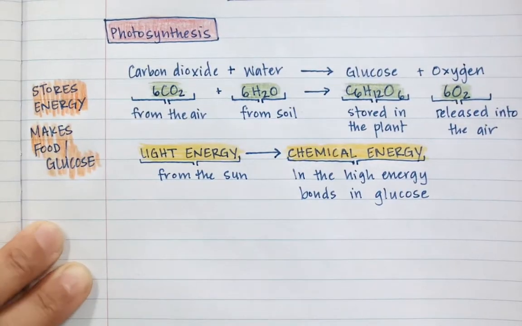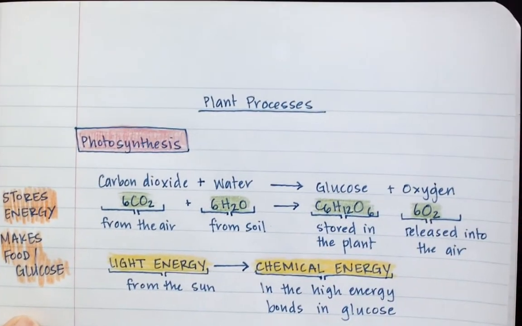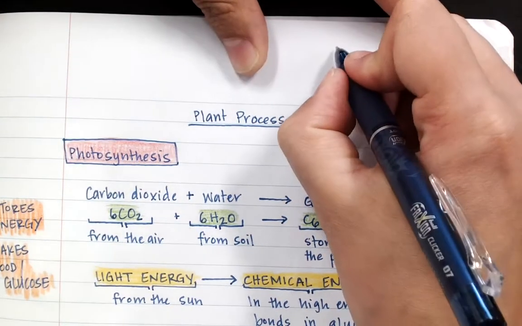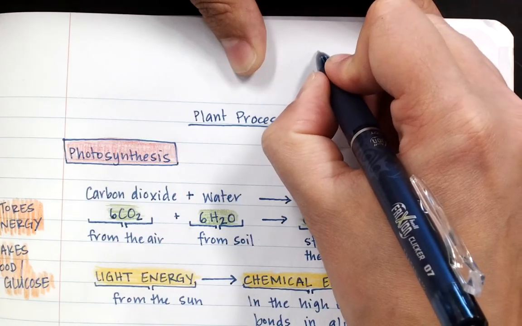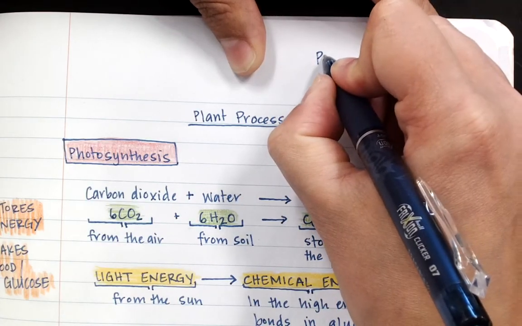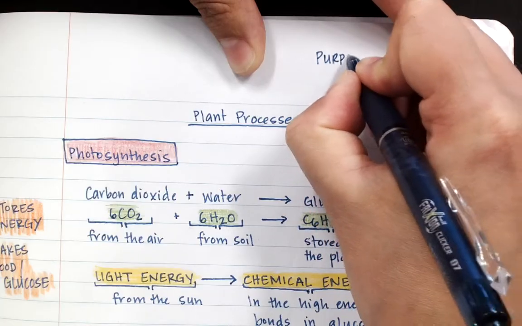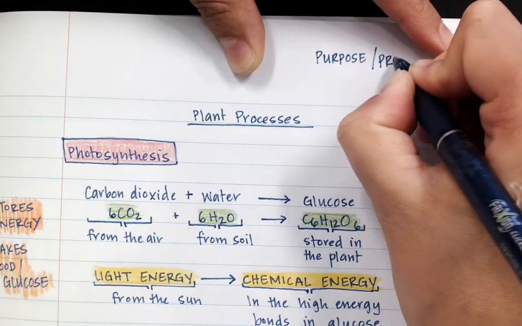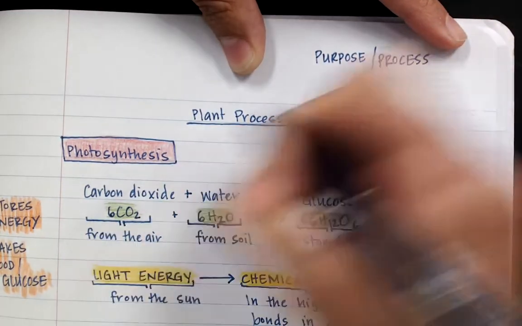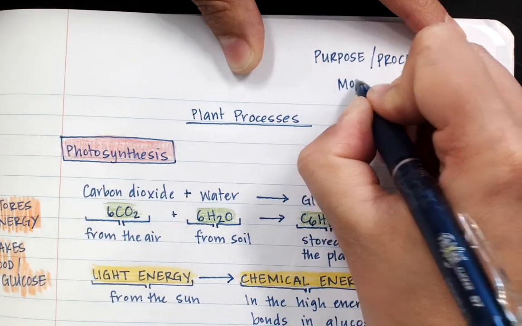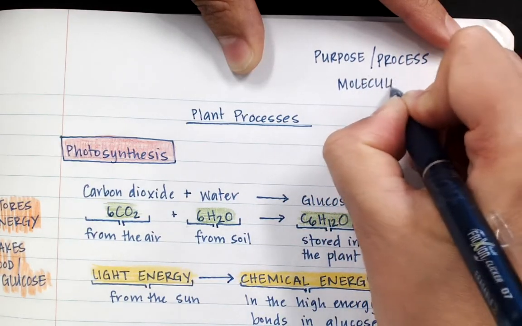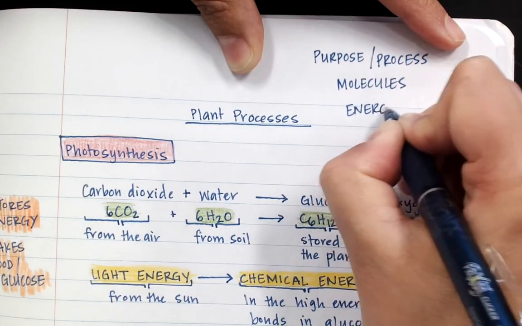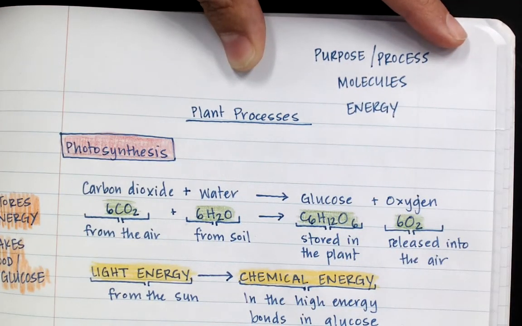And then I'm going to make a key at the top to show me what all of this is. So over here, I'm going to say that I've got some things that I'm showing. I'm showing the purpose, which goes along with the process. I'm showing the molecules, and I'm showing the energy. And all of these have some different colors.